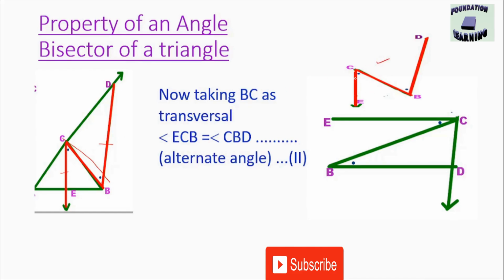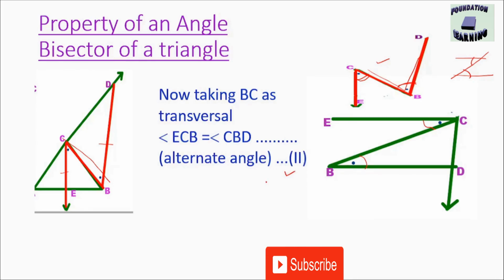So what are these angles known as? Between the parallel lines, when they are on opposite sides of the transversal, those are known as alternate angles, right? Which angles are alternate angles here? The alternate angles are ECB, this one, and CBD. CBD is here. ECB and CBD, this one here. So we have got a second pair of congruent angles.